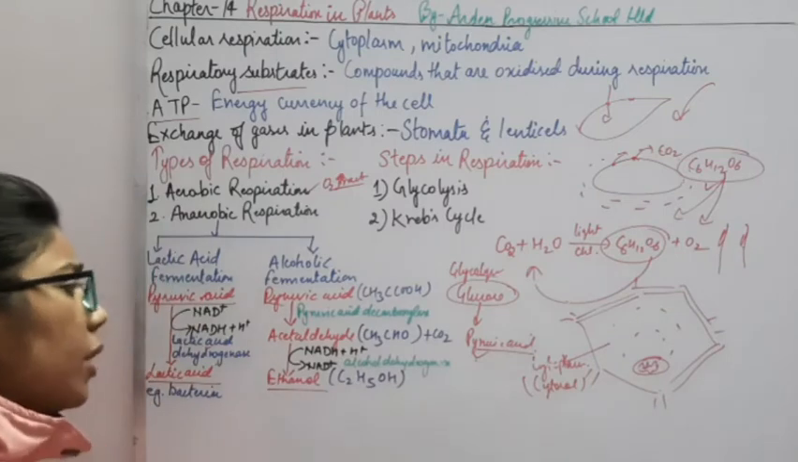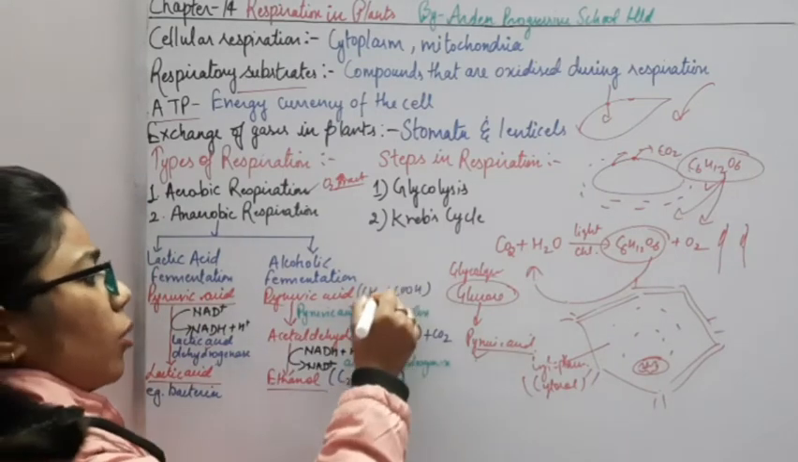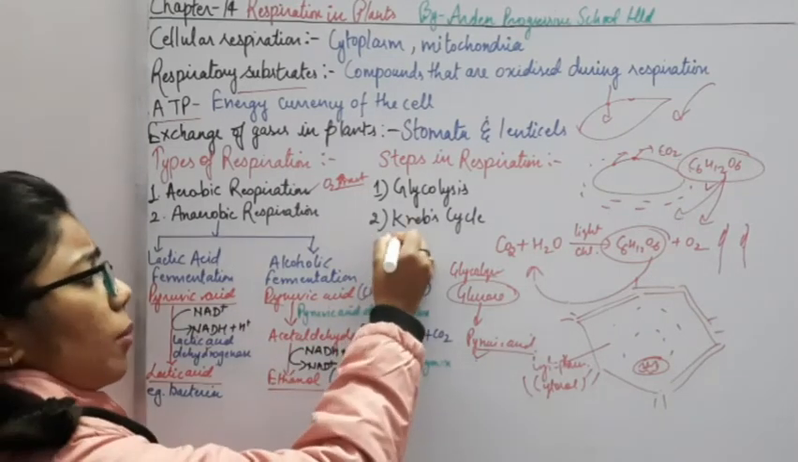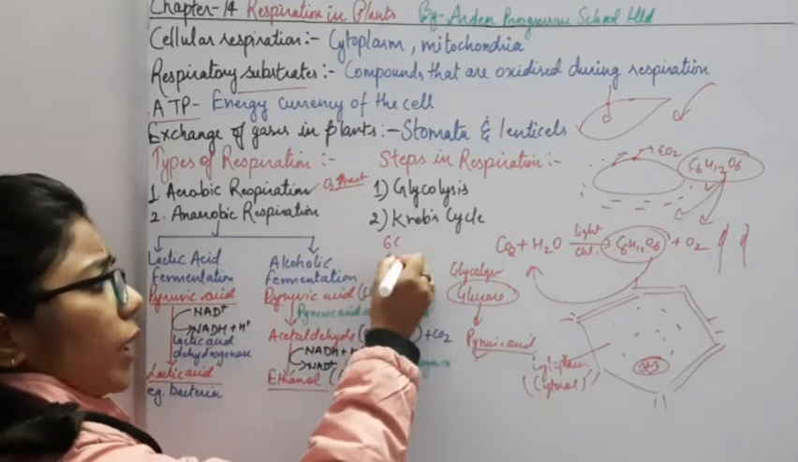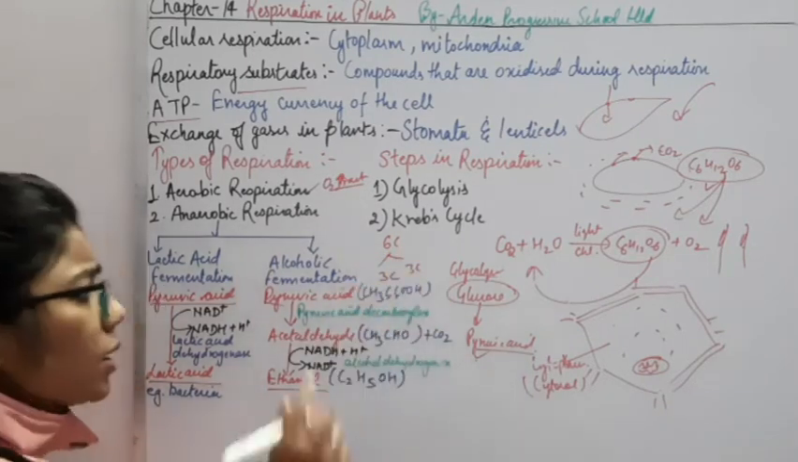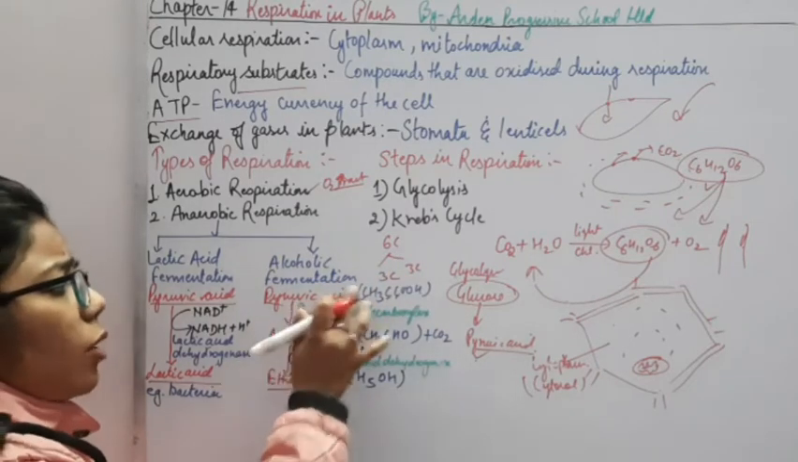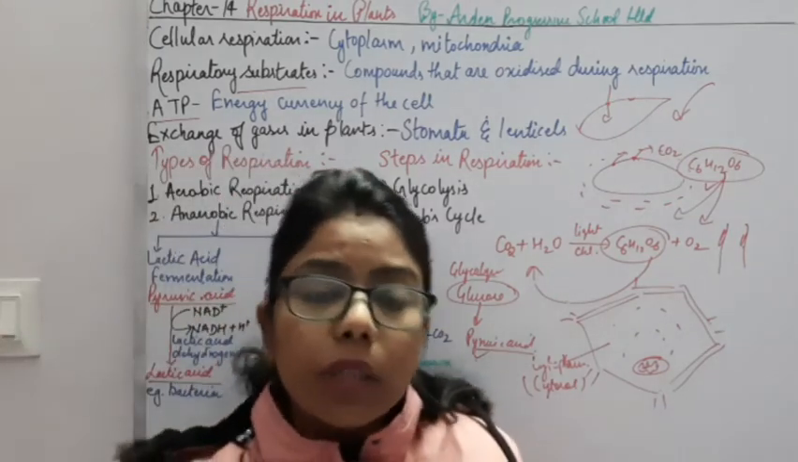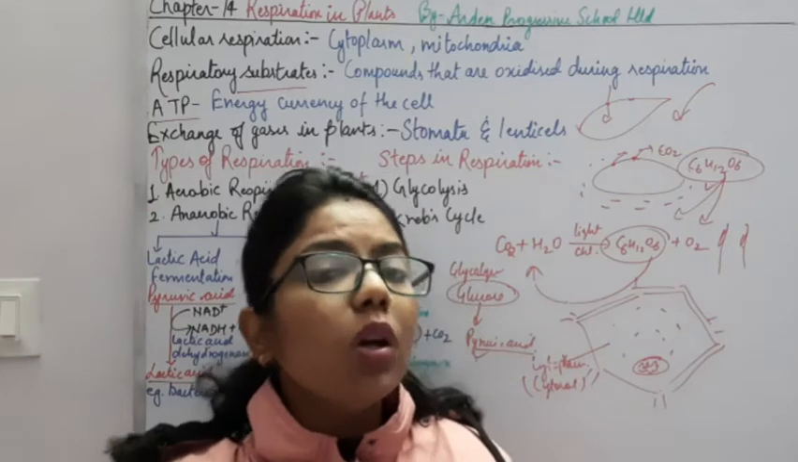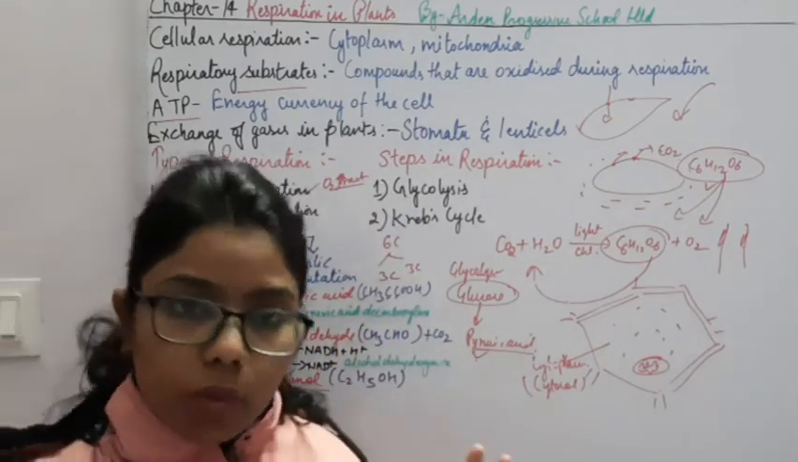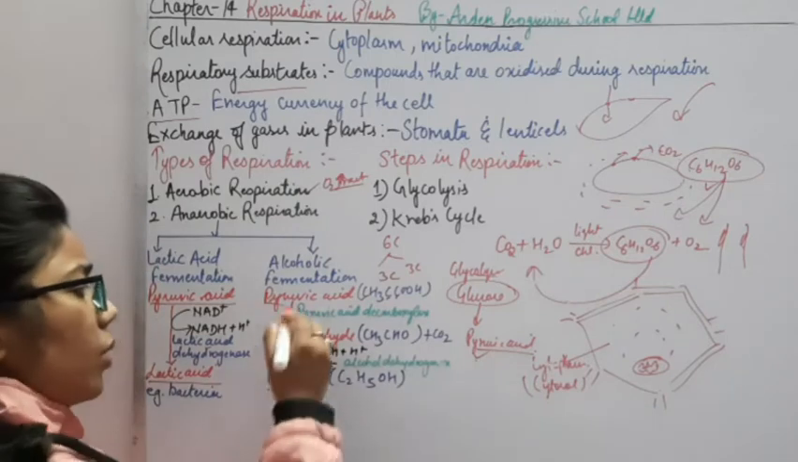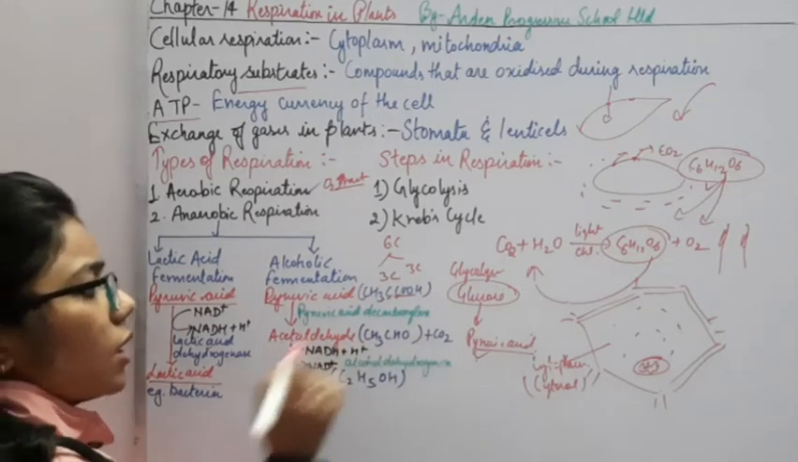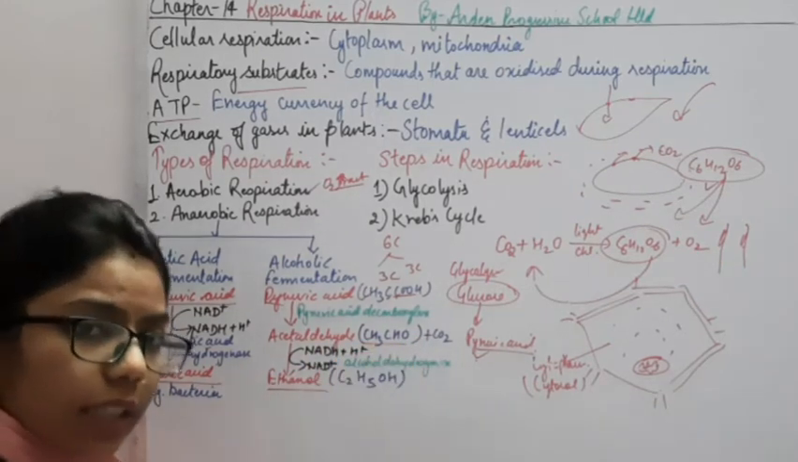So during this alcoholic fermentation, the pyruvic acid is a 3 carbon compound, 1, 2 and 3, and we know that glucose is a 6 carbon compound. So when glucose breaks down, it breaks down into 2 molecules of this 3 carbon compound. This pyruvic acid will undergo the decarboxylation process. What is decarboxylation? When there is removal of CO2 from the reaction, it is known as decarboxylation, right? So here the pyruvic acid will release its CO2. When it releases the CO2, it will form acetaldehyde, right?